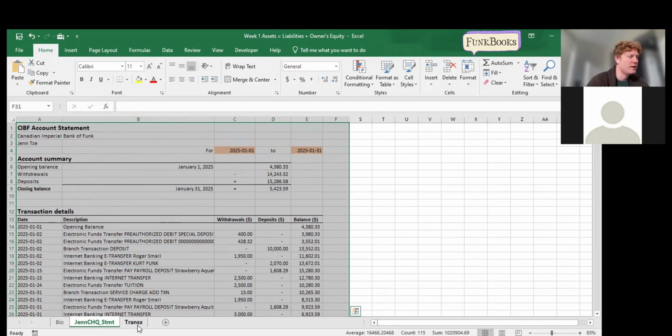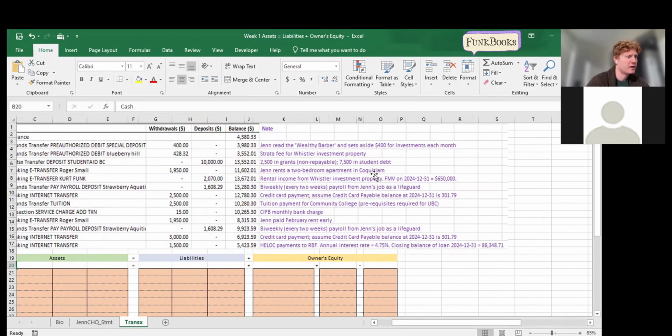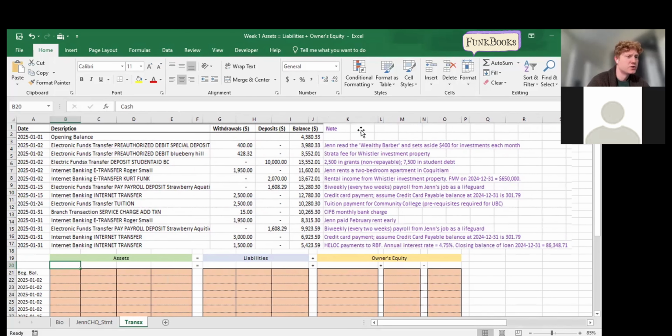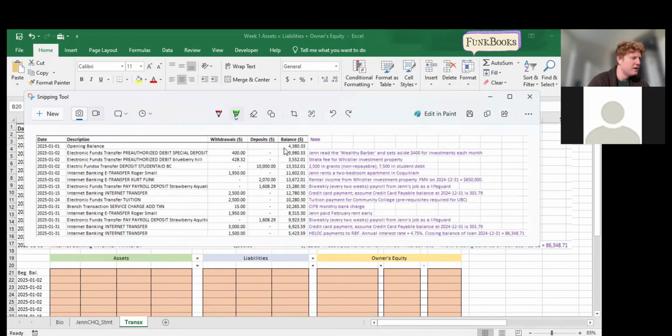And then I'm going to take us over here to this transaction page, which is the same transactions, but with a little bit of a note, right? Because obviously in real life, we need a little bit more context. So this is me filling in the contextual details of what's happening so that we can correctly categorize each of these transactions as we work through. So you can walk along with me. I've got screen snipping here, and I'm going to mark off each of these transactions as we go. And we're going to start off with the first opening balance.